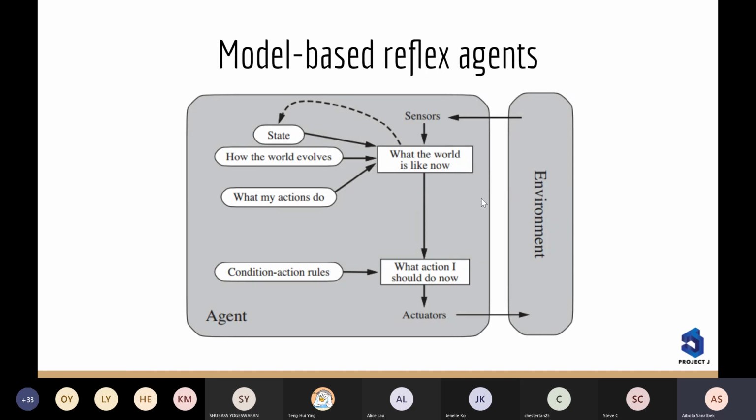The next one is the model-based agent. The model-based agent also operates based on condition-action rules, but the one difference is that it has an internal memory to store information about how the world is evolving and what effects my actions have on this evolution process of the world. So it means it has memory requirements, right?